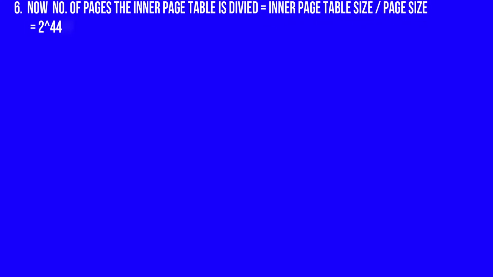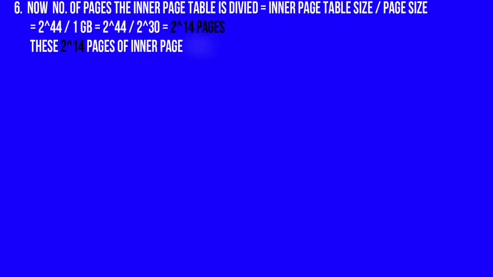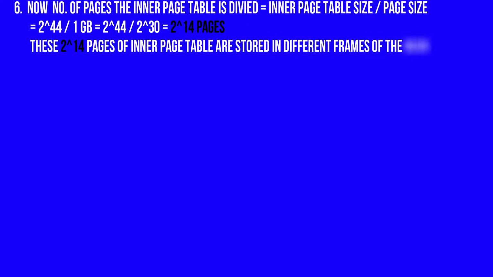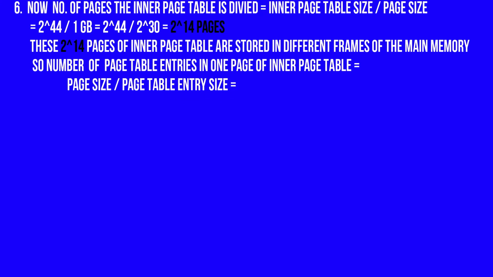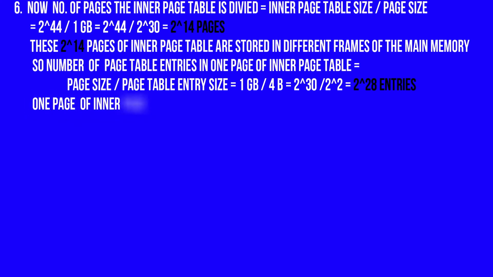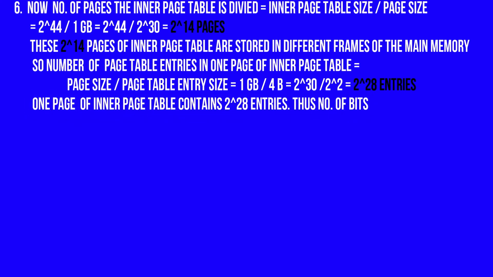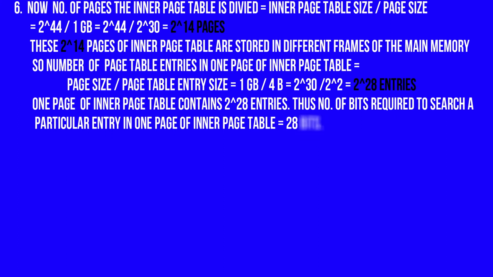Step 6. Now the number of pages the inner page table is divided into equals inner page table size divided by page size. The inner page table size, which we have already found, is 2 to the power 44, by page size given as 1 GB, equals 2 to the power 44 by 2 to the power 30, which equals 2 to the power 14 pages. These 2 to the power 14 pages of the inner page table are stored in different frames of the main memory. So the number of page table entries in one page of the inner page table equals page size divided by page table entry size.